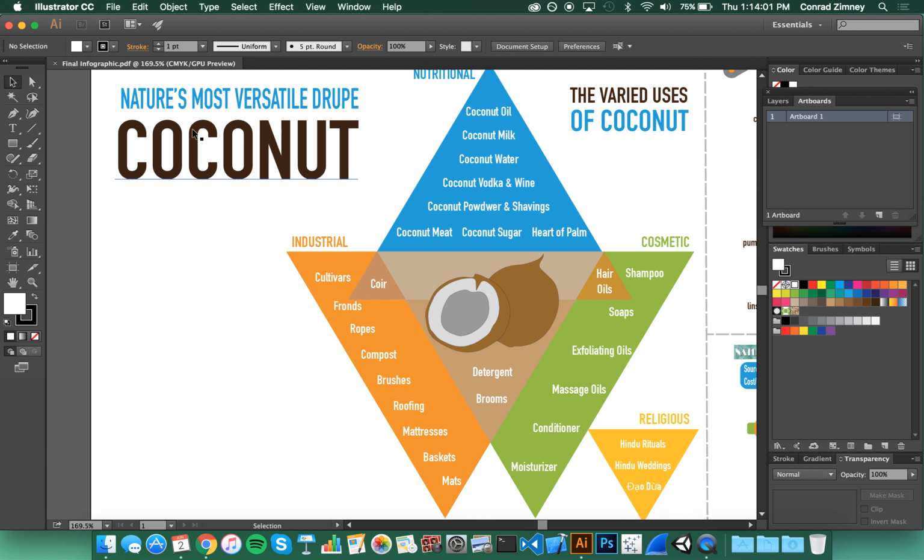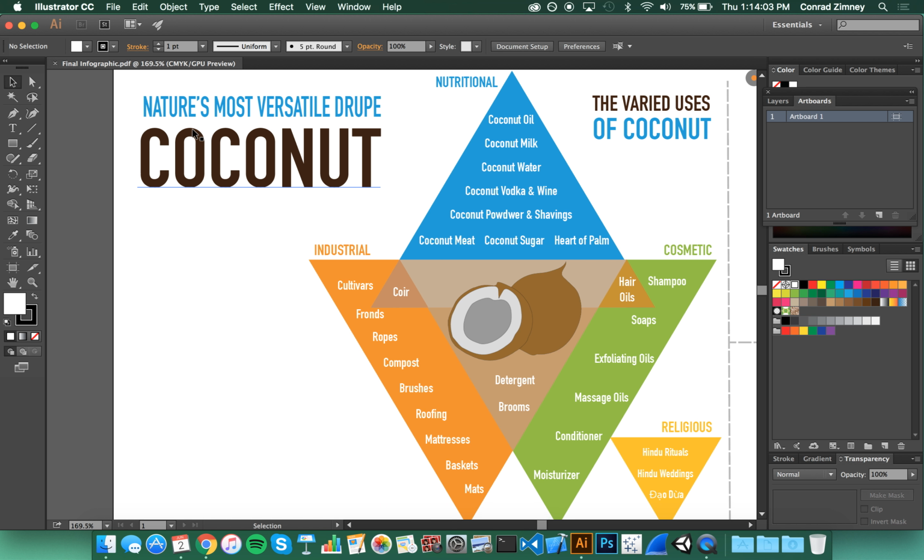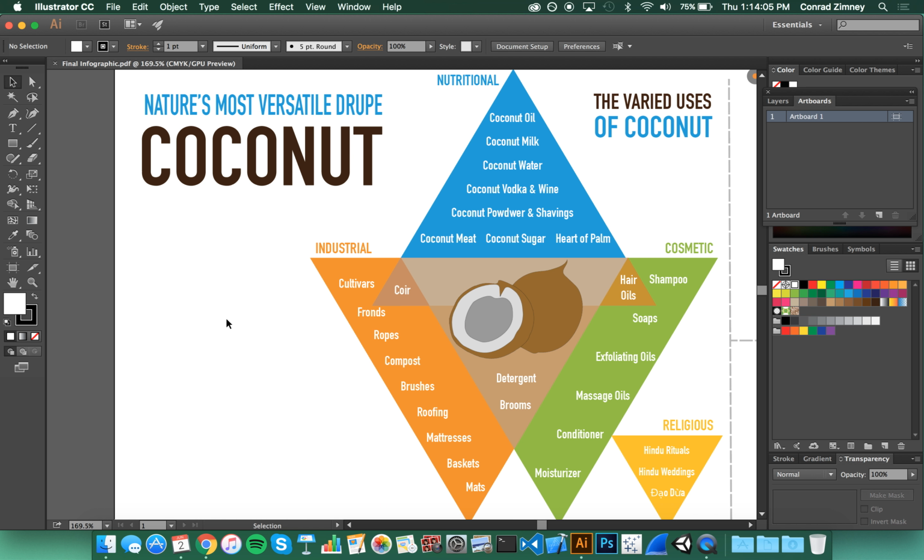So this display is exploiting the visual potential of the relationships. Coconuts are used in many different ways, and their uses overlap with each other in terms of the categories of uses. So there's 4 different categories: nutritional, cosmetic, religious, and industrial. And I've exploited their relationship with each other by creating a Venn diagram.